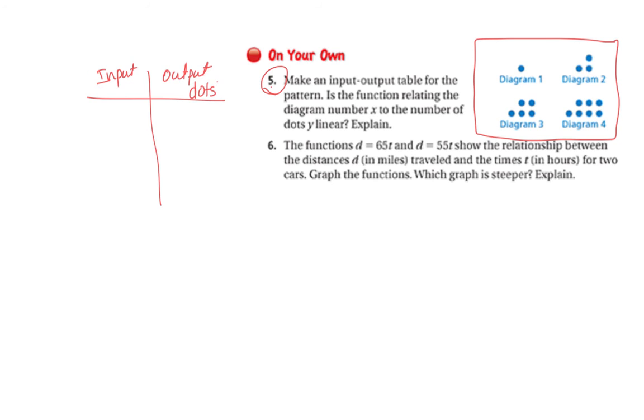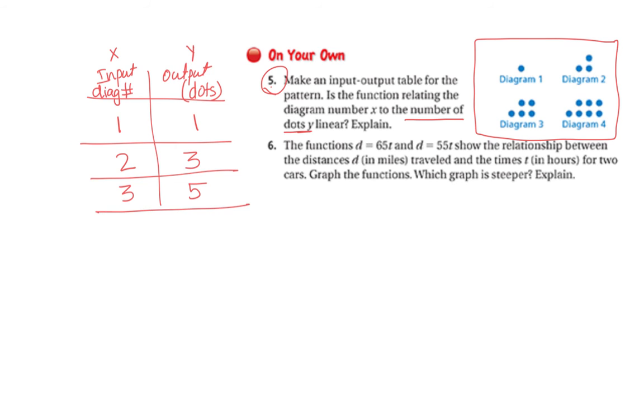Remember, the output in this case is dots, so the number of dots is y, and the input x is the diagram number. In this case, diagram 1 has 1 dot, diagram 2 has 3 dots, diagram 3 has 5 dots, and diagram 4 has 7 dots. And then we would go ahead and plot these points as ordered pairs and see whether or not it makes a straight line to determine if it's a linear function or not.